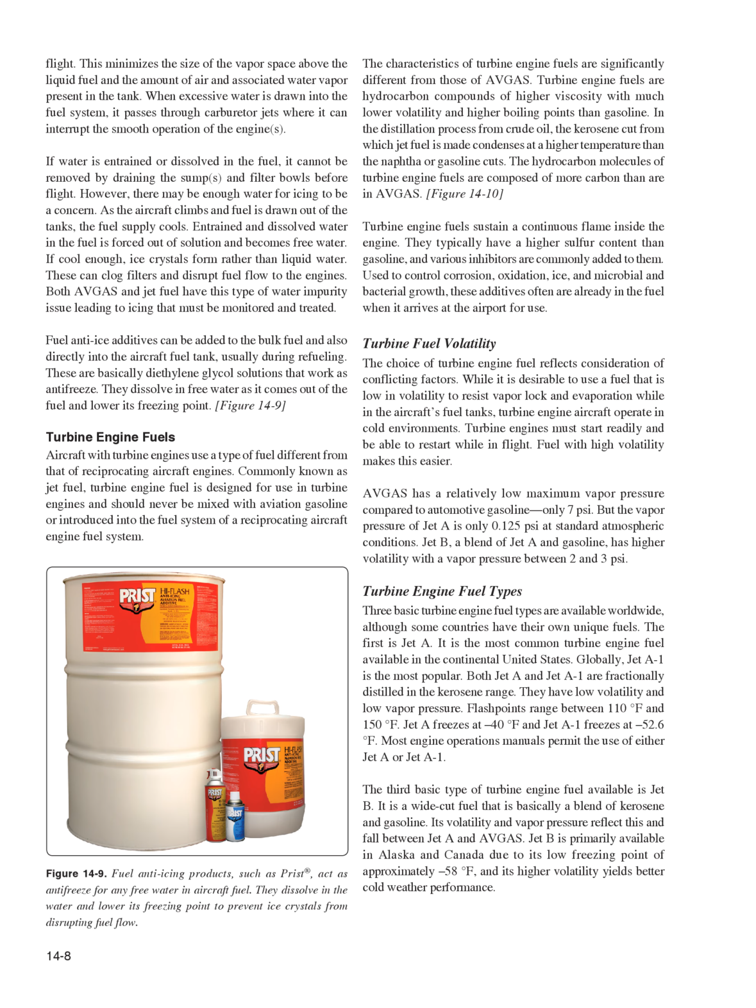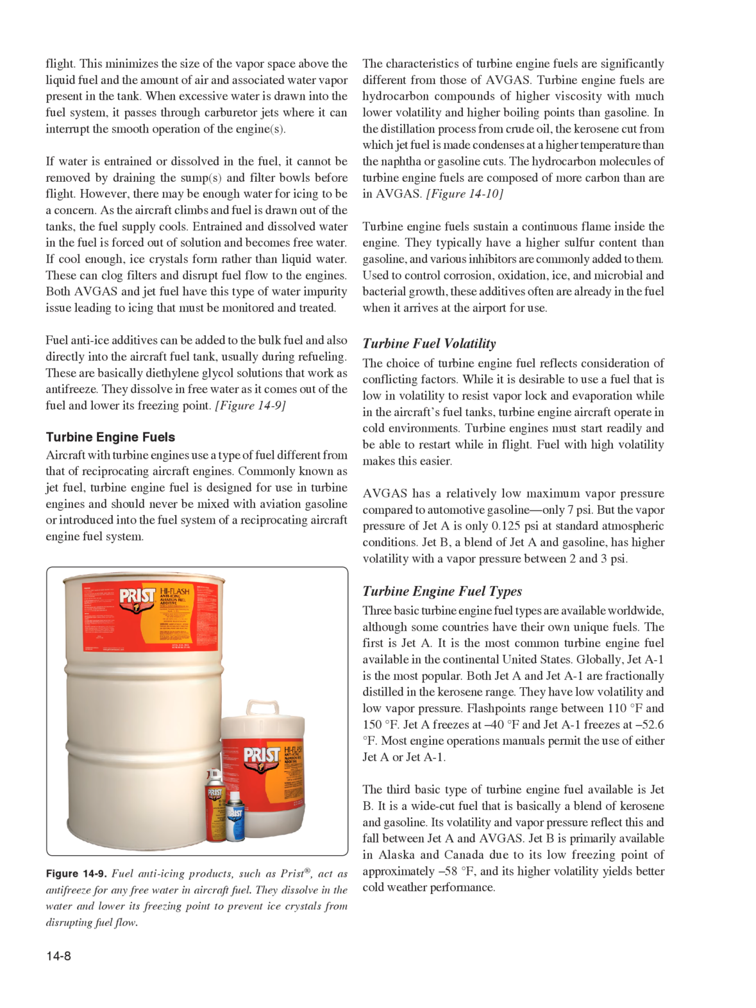The characteristics of turbine engine fuels are significantly different from those of avgas. Turbine engine fuels are hydrocarbon compounds of higher viscosity with much lower volatility and higher boiling points than gasoline. In the distillation process from crude oil, the kerosene cut from which jet fuel is made condenses at a higher temperature than the naphtha or gasoline cuts. The hydrocarbon molecules of turbine engine fuels are composed of more carbon than are in avgas.